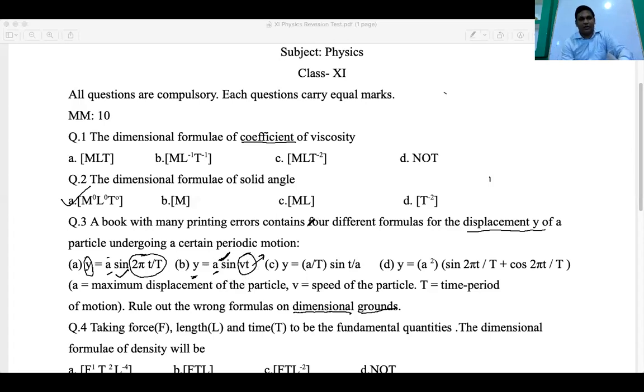Sine as a whole means what? You will see that sine is basically dimensionless. That's big enough for you. And once again, you will see that A is going to have the dimensional formula of displacement, and Y has the formula of displacement. Okay. So this will be true.